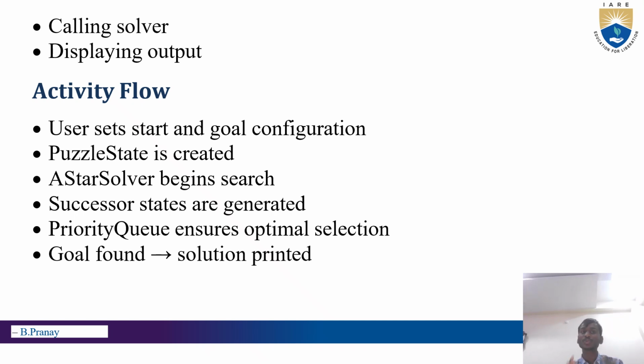Activity flow: the user sets the start and goal configuration. The puzzle state is created. The A star solver begins the search and successor states are generated. The priority queue ensures optimal selection, and when the goal is found, the solution is printed.